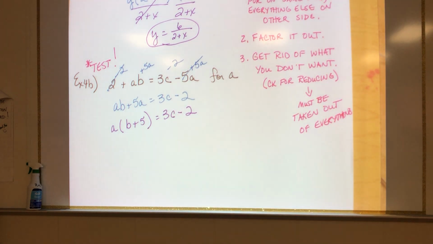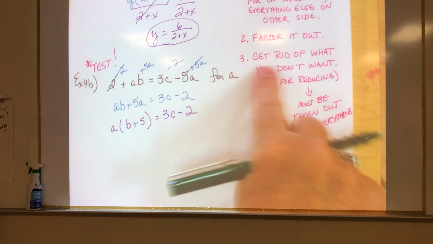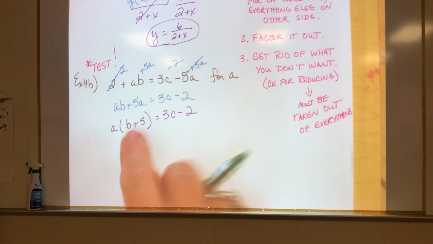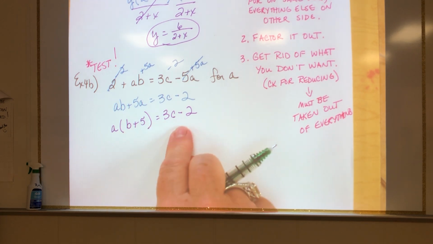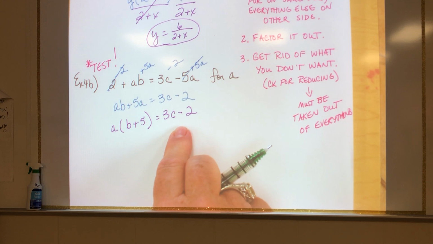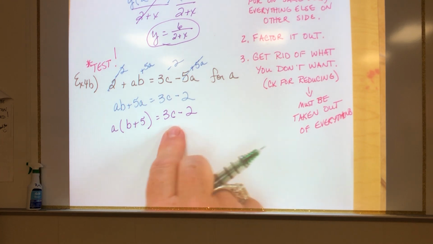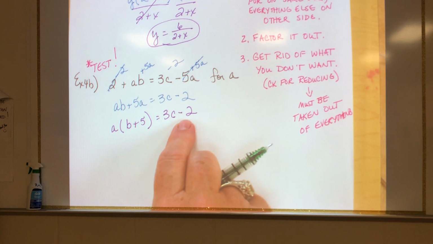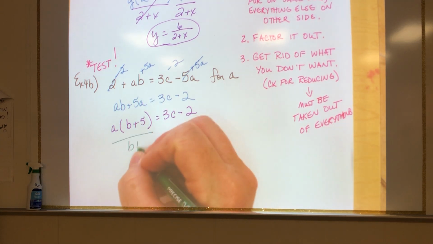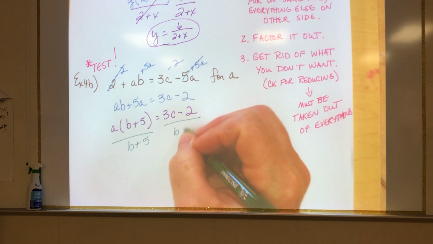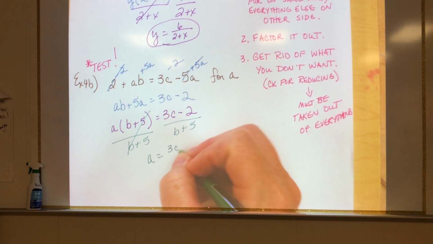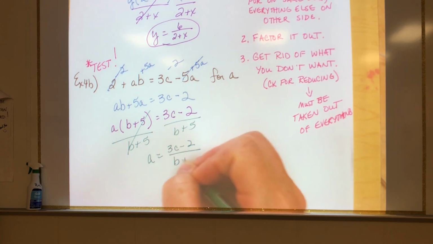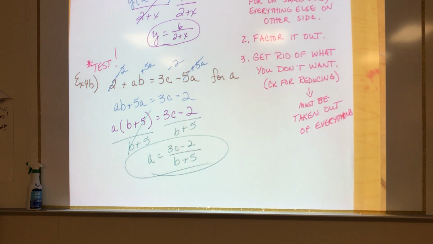And now what am I going to do? You're going to divide by B plus 5. Yeah, get rid of what you don't want. Y'all, listen. My son, Tanner, when he took the test, he did this and then didn't know what to do. And I'm like, what, Tan? You did the hardest part and then all you had to do was this. And he goes, dang. Okay? So, the easiest thing, get rid of what you don't want. Divides all out. A is equal to 3C minus 2 over B plus 5.